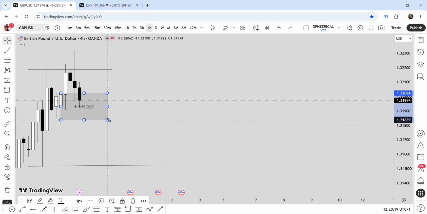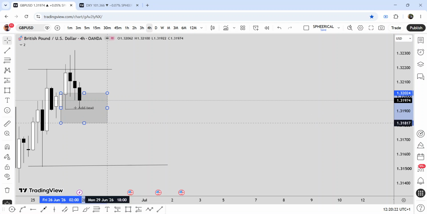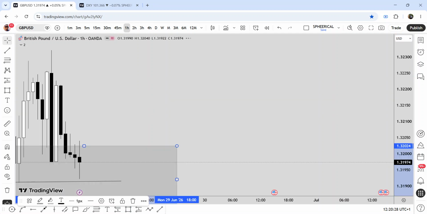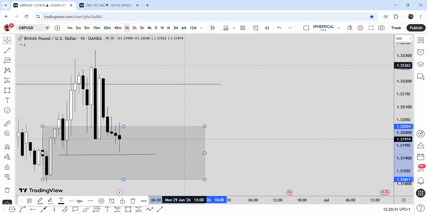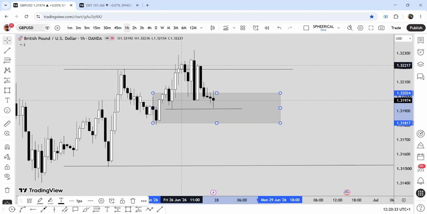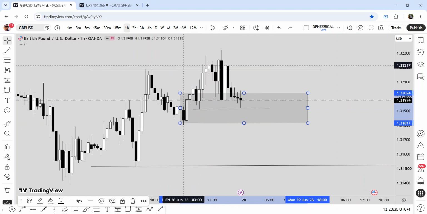If there is no one, it might actually keep on coming down here, depending on what DXY is doing. So if we go to 1 hour, let's see if we can see a possible POI. Okay, if you come to 1 hour, you can actually see that there is a POI here.